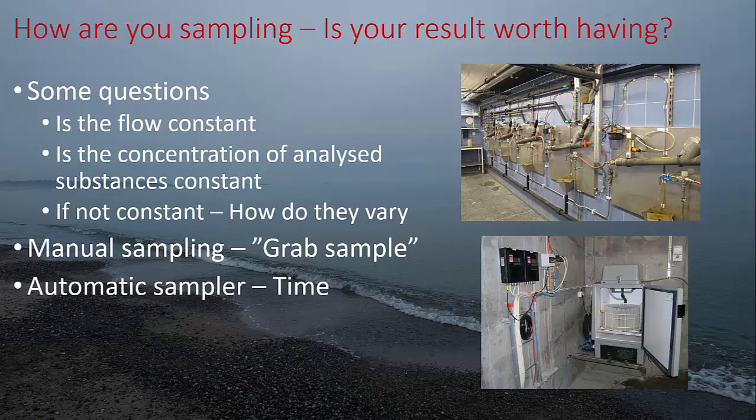Now, an automatic sampler gives you representative values, and it can use time between samples, and it can also sample based on flow. And here on the lower right hand side, you have a picture of an automatic sampler. In this case, quite advanced. I think at this time I used 24 bottles to sample stormwater.